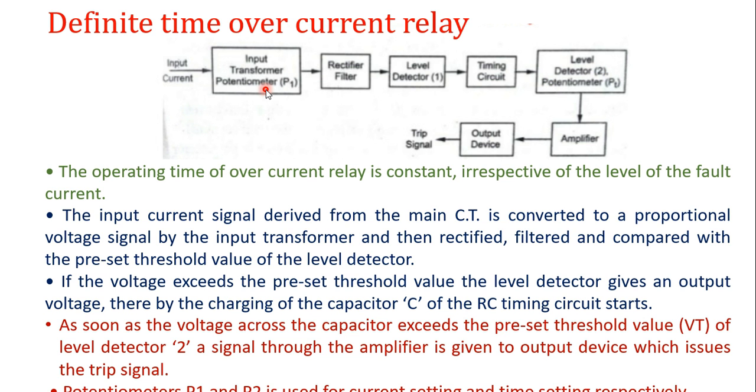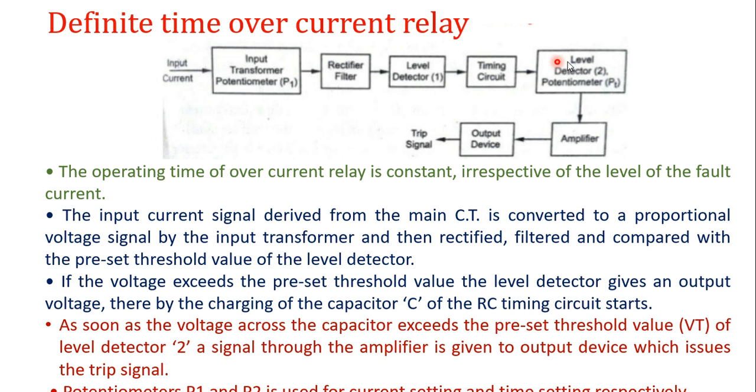So here also there is input transformer, then rectifier with a filter, level detector which detects the fault level, current level, and in addition to that there is timing circuit. Timing circuit will determine the time of operation of the relay, and the level detector 2 or potentiometer is for setting the time of operation of the relay, and the output is given to the amplifier and the output device. So here we can set the time of operation of the relay.